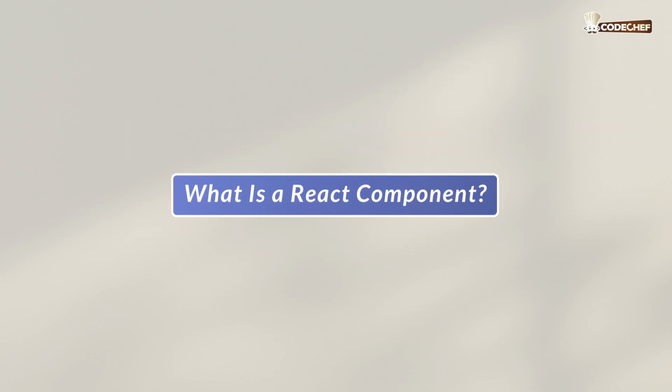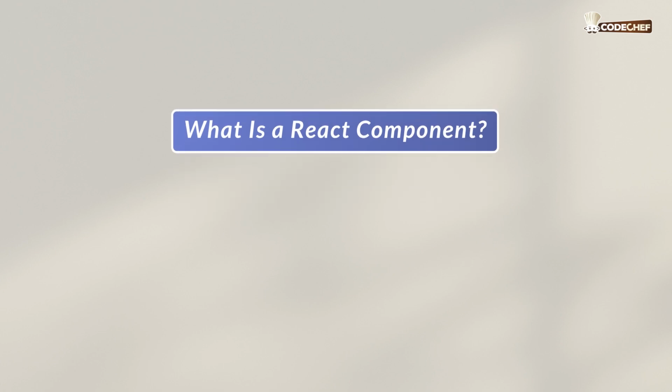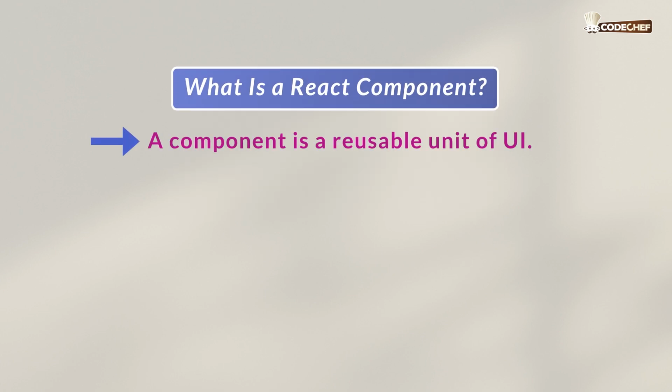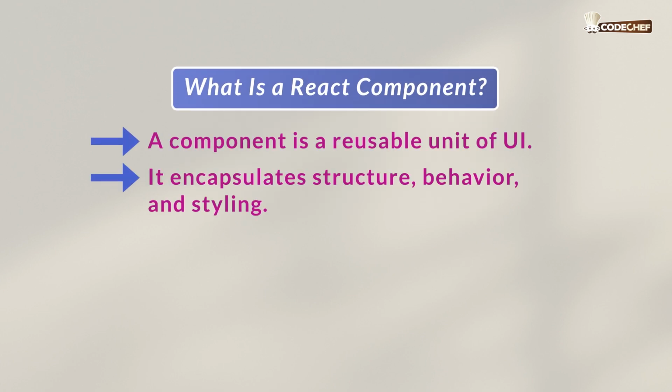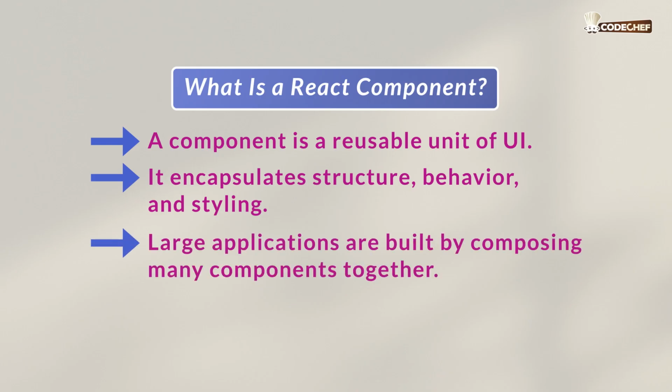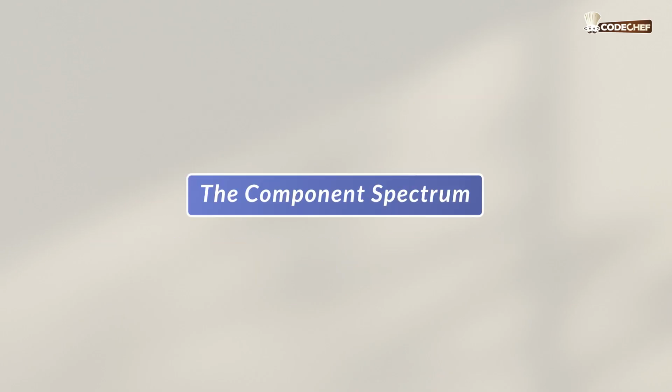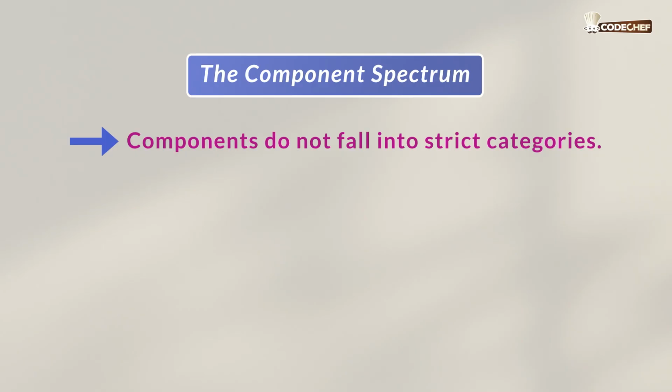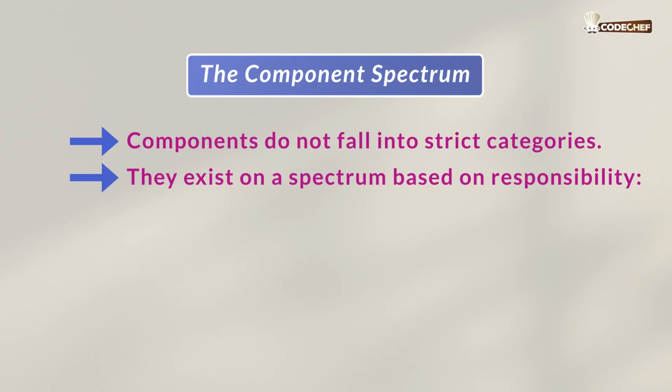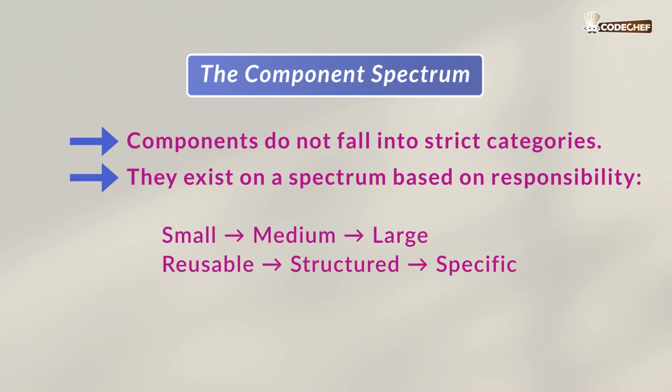So by now you would know about what a React component is. A component is a reusable unit of the user interface. It encapsulates structure, behavior, and styling. Large React applications are built by composing many components together. Now, components don't fit into strict categories. They exist on a spectrum, from small and reusable to large and specific. Where a component sits depends on its responsibility.